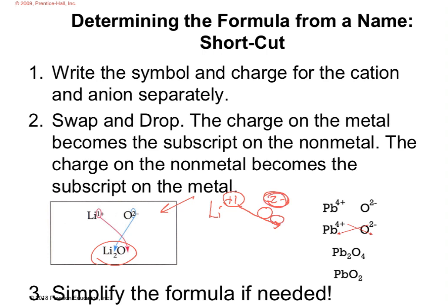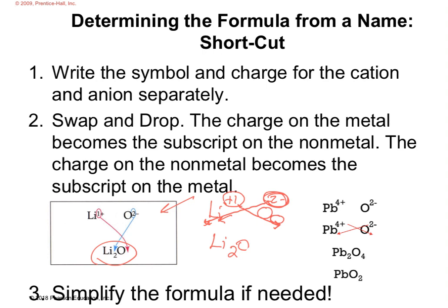Likewise, this -2 charge on oxygen, I want you to now take that 2, not the minus sign, just the 2, down as a subscript on the lithium. So you end up with Li2O1. And of course, anytime we have a number 1, we can leave it off. It's understood. There we go.